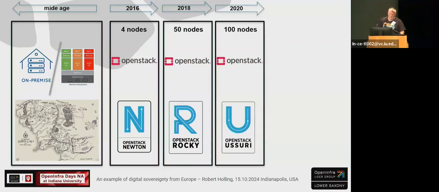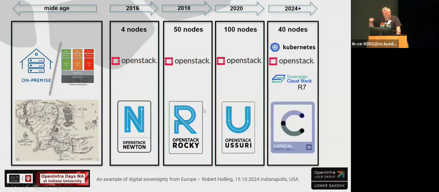When I'm talking here about nodes, the meaning is not only servers, but also switches, routers, firewalls, gateways, and so on. Now, in 2022, we didn't move to Wallaby or something like that. We stopped because a research project started in 2023. With this project, we are currently trying to implement the Sovereign Cloud Stack R7. It's relatively new.